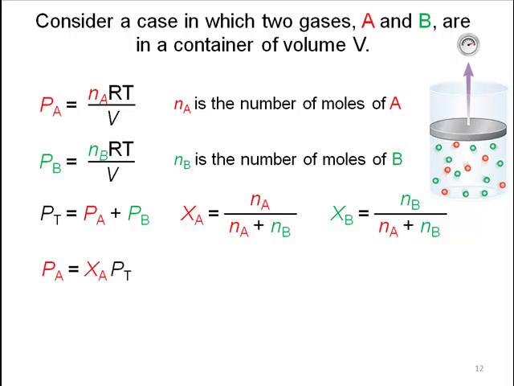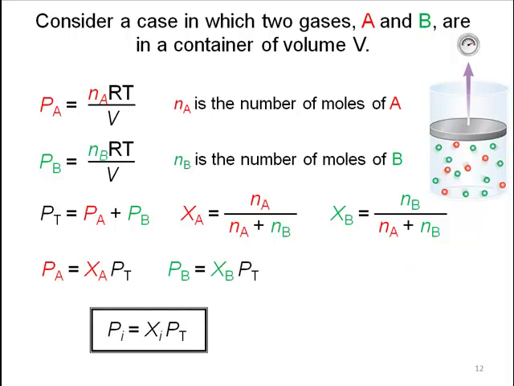If you rearrange this equation here, PA equals XA PT, this gives us the pressure of A in relationship to the total pressure. So once we know the mole fraction, we can use that to determine our partial pressures, and vice versa for P. So this is a generic equation: PI equals XI PT. The I means some gas, whatever gas it is, as long as the I is the same thing for it.